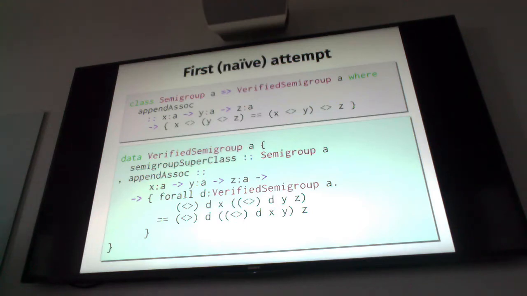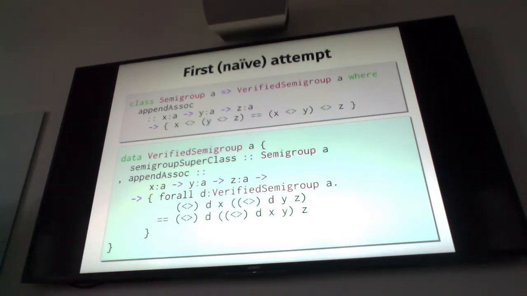Don't you have the semigroup superclass in scope? Can you use that? Mm-hmm. Can you say that again? The semigroup superclass is of type semigroup B, which I'm assuming is equivalent to D. Almost, but not quite. Oh, I see what you're saying. You're saying, can I grab the implementation of append from semigroup?